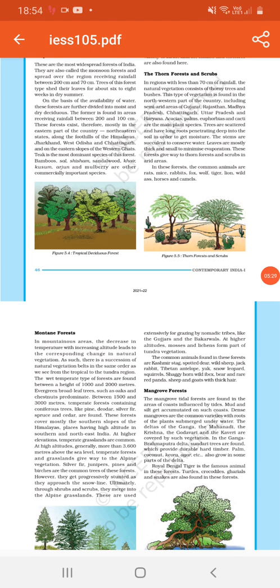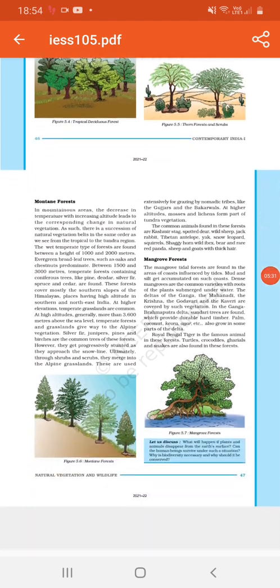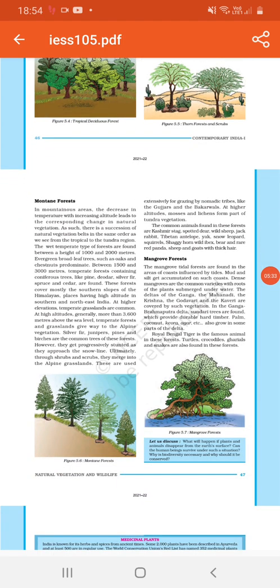The next is mangrove forest. The mangrove tidal forests are found in the coastal areas influenced by tides, where mud and silt get accumulated on such coasts. Dense mangroves are the common varieties, with roots of the plants submerged under water.